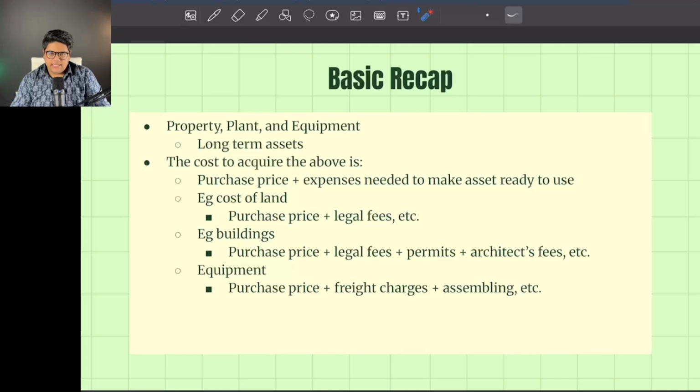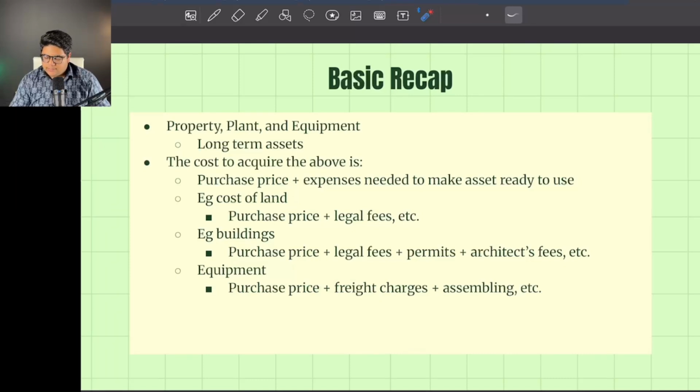Property is like the actual land, plant can be buildings, and equipment is just like factory equipment. That's probably the easiest example I can give. And so basically, we buy these things, right? We buy them at a specific cost. That cost is the purchase price plus the expenses needed to make the asset ready to use.